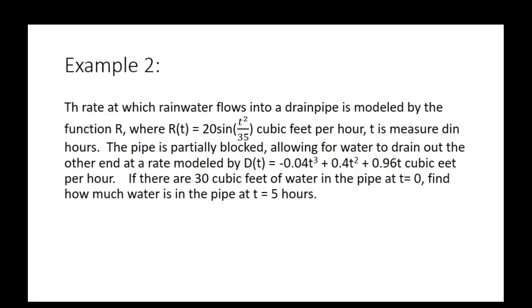All right. The rate at which rainwater flows into a drain pipe is modeled by the function R, which is in cubic feet per hour. T is measured in hours. The pipe is partially blocked, allowing for water to drain out the other end at a rate modeled by D of T, which is also in cubic feet per hour. If there are 30 cubic feet of water in the pipe at T equals 0, find how much water is in the pipe after 5 hours.